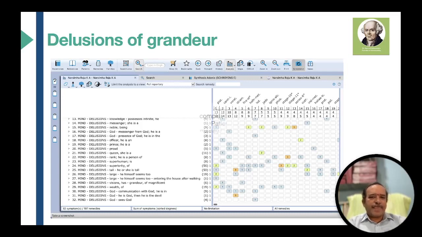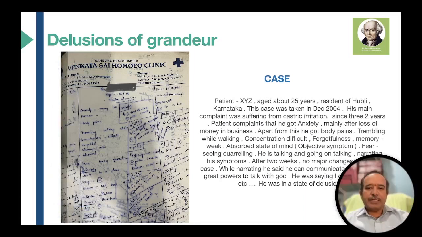Coming to the case history: the patient XYZ, age 25 years, resident of Hubli, Karnataka, though they also stay in Hyderabad. He is a theatre manager. This case was taken in December 2004. In my initial days of practice, I started my practice in September 2004. I got very good cases, and this is one case from which I learned a lot about delusions and how to do the case analysis.